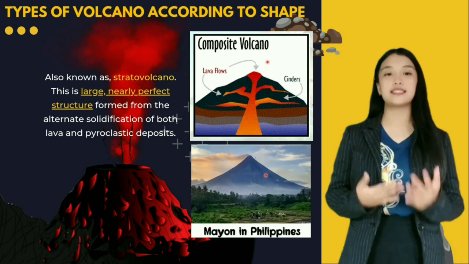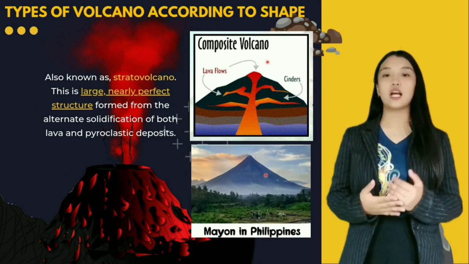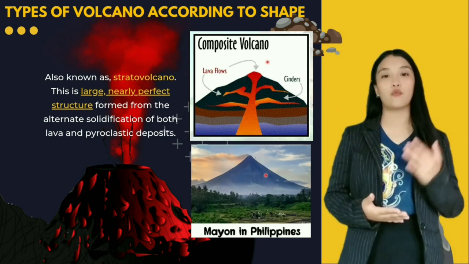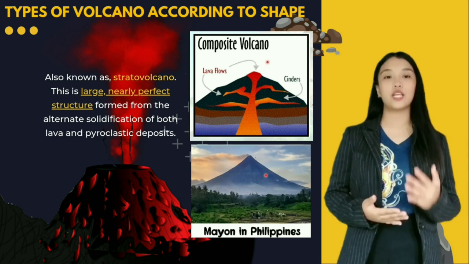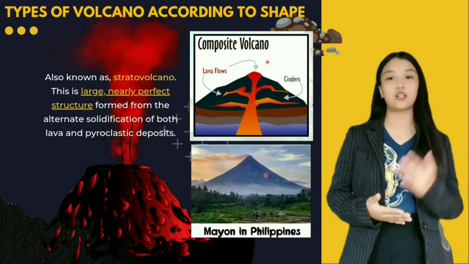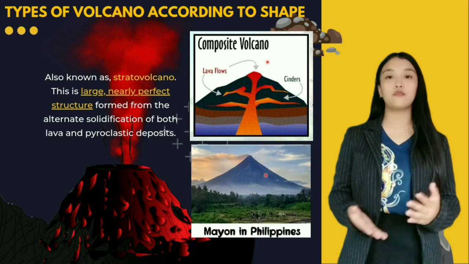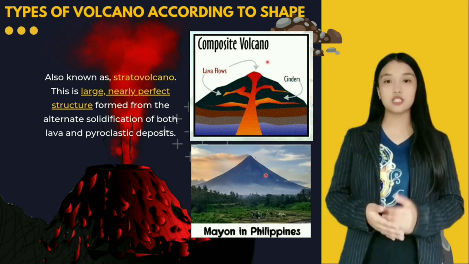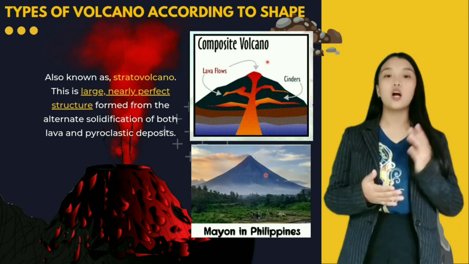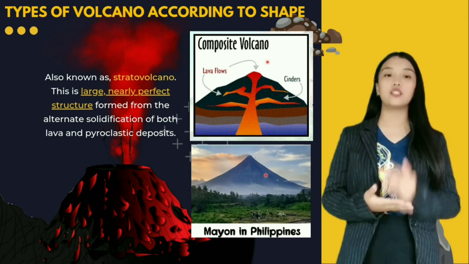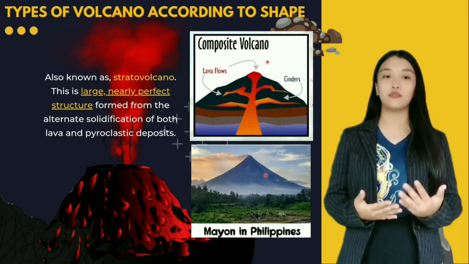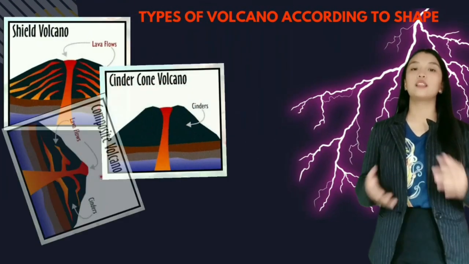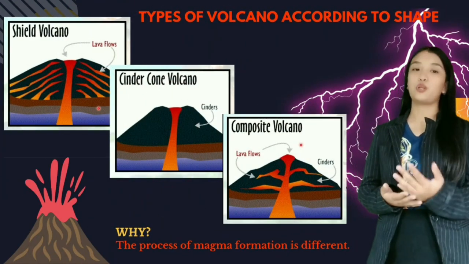It is also known as a stratovolcano. This is a large, nearly perfect slope structure formed from the alternating solidification of both lava and pyroclastic deposits. According to volcanologists, or the people who study volcanoes, some of the Earth's grandest mountains are composite volcanoes or stratovolcanoes. One good example is our very own Mayon Volcano. And those are the three types of volcano according to shape.